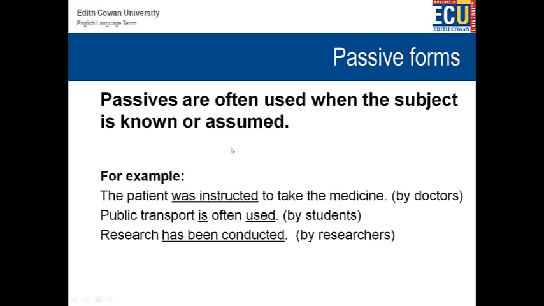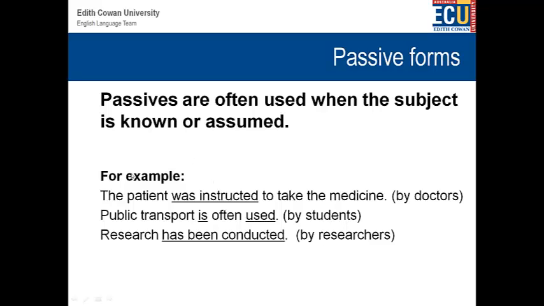Passives are very commonly used at university. We use the passive when the subject is known or the subject is assumed. Let's have a look. The patient was instructed to take the medicine. Who told the patient to do that? Well, the doctors did. So the patient was instructed. So was instructed is the passive form. We could say doctors instructed the patient to take the medicine. But if we know that it's a doctor or we assume it's a doctor, we don't need to say the doctor.